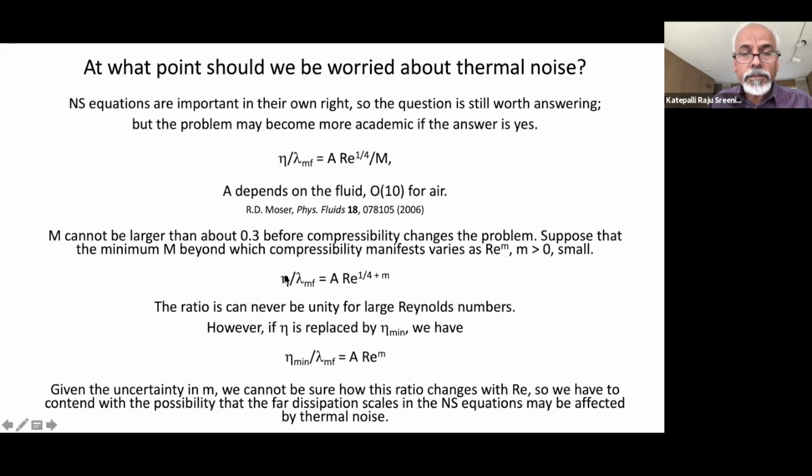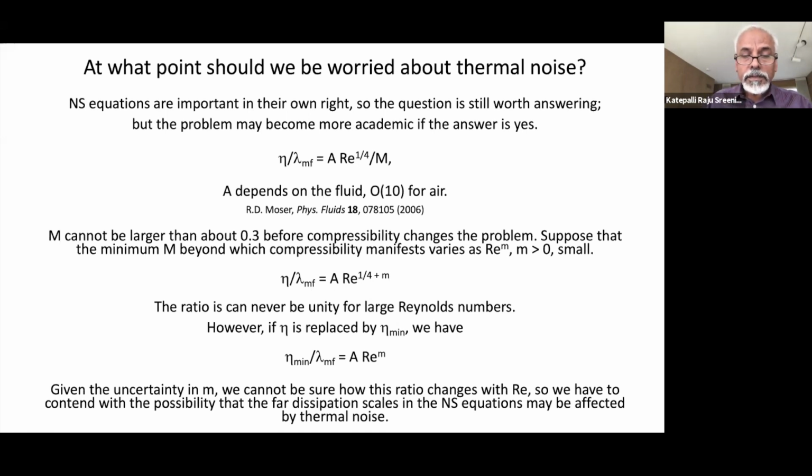Then I have the Kolmogorov scale divided by the mean free path is Reynolds number to the quarter plus some m. If this is true, then this ratio is never unity. It never gets to be unity for any finite Reynolds number, large Reynolds number particularly. So I don't need to really worry about this point of thermal noise at all.